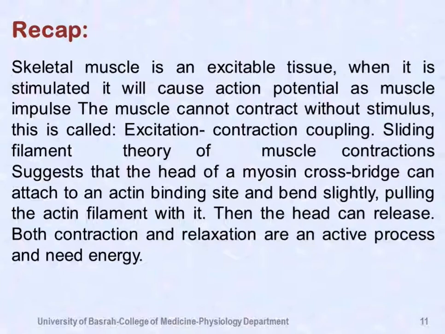The sliding filament theory of muscle contraction suggested that the head of myosin cross bridges can attach, occupy the binding site of actin, and bend slightly, pulling the actin filaments with it. Then the head can release and attach to another binding site. Both contraction and relaxation of skeletal muscle are active processes and need energy.